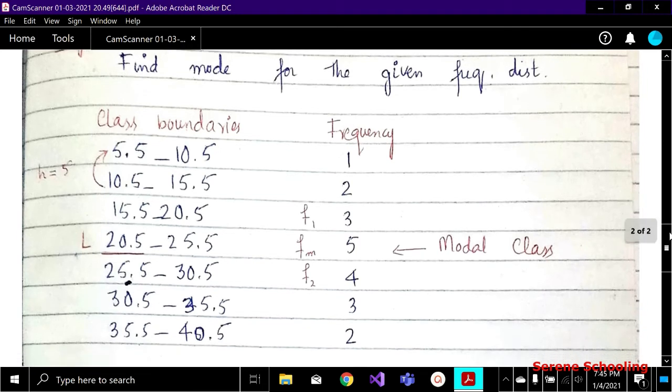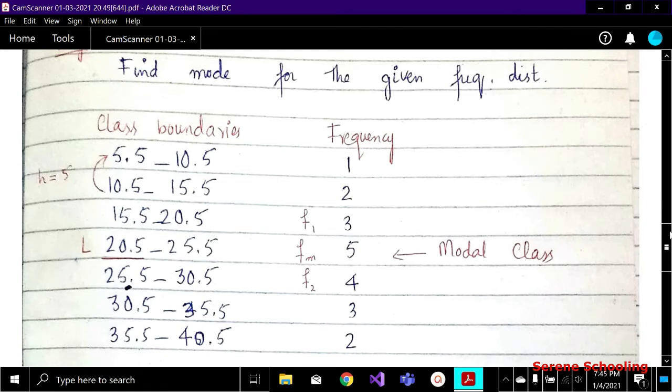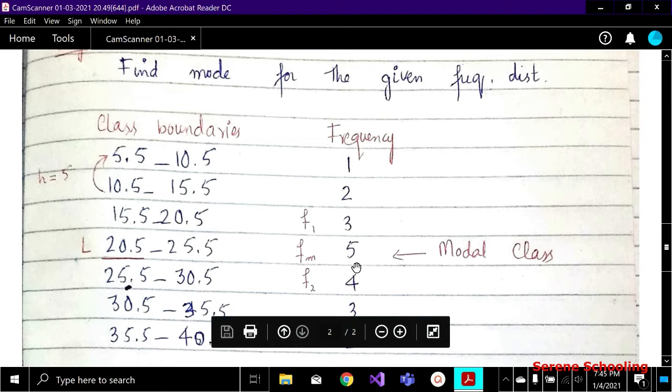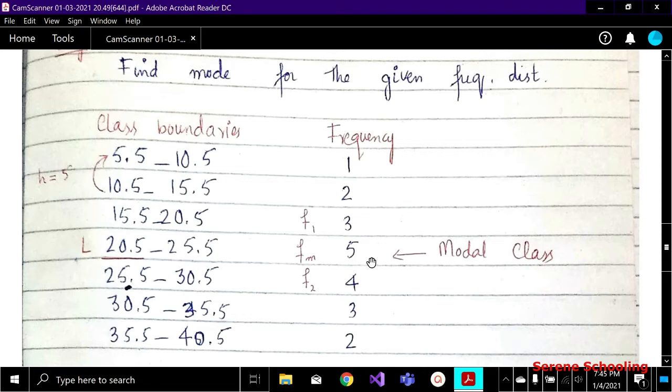Okay, so now we know that firstly, in case of finding the mode for grouped data, we have to know which class is our modal class, right? So see, in all the frequencies, this 5 is the highest frequency. It means that this class is my modal class, right? The class with the highest frequency is called the modal class, and the frequency of that modal class is represented by Fm. And F1 is the frequency just before the modal class, and the frequency just after the modal class is F2, right?